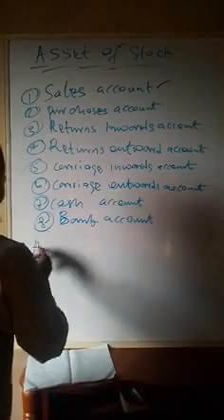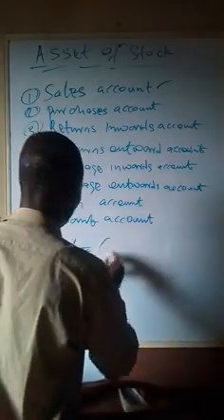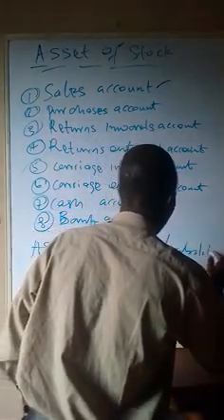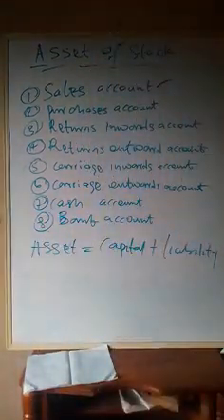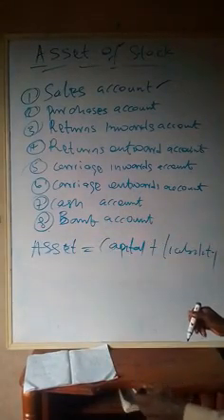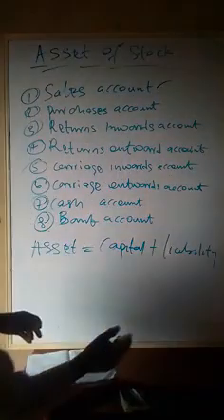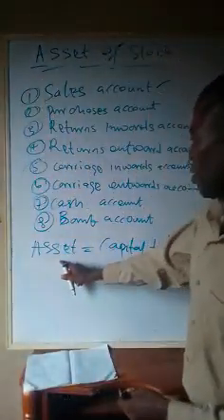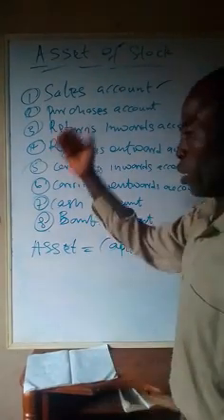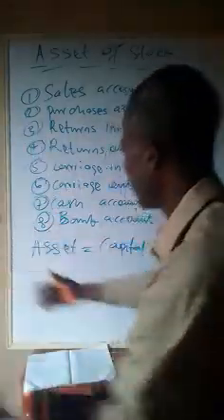Asset. I always say, from the beginning of when we started double entry, that asset equals capital plus liability. Do you see? Asset equals what? Capital plus liability. You get my point now? So under asset, what do we find? Asset is divided into what? Into non-current asset and current asset.